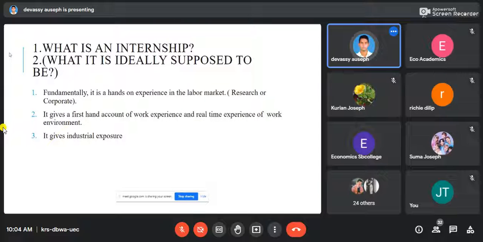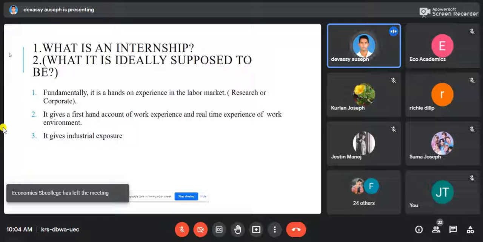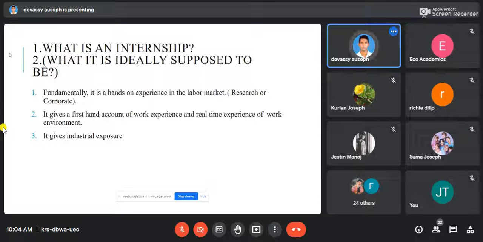It's good. So there are two questions I'll be addressing in this slide. Number one, what is an internship? Number two, what it is ideally supposed to be. I've put the second question inside brackets. I'll tell the reason for it later on. Now, first, I'll be addressing the first question.